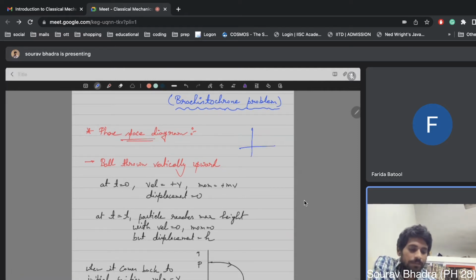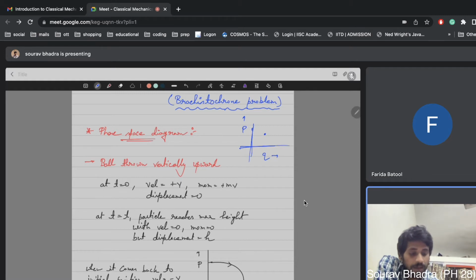Now you all know that a phase space diagram means a diagram for a system in the QP space, where P is the momentum and Q is the position. So if there is a point in the QP phase space, that denotes the situation of the whole system at a particular time.